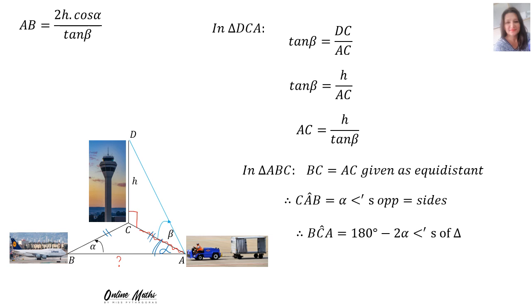And now that you know the size of CAB, you can also work out the size of angle C. Angle C is BCA, and you can work that one out with angles of a triangle. Therefore, angle BCA will be 180 degrees minus 2 alpha.